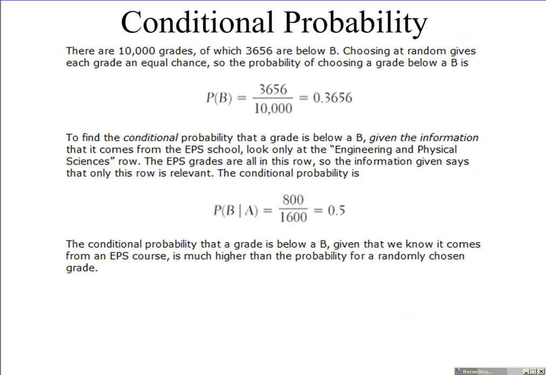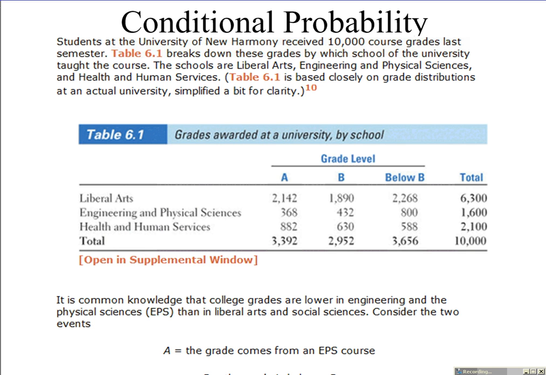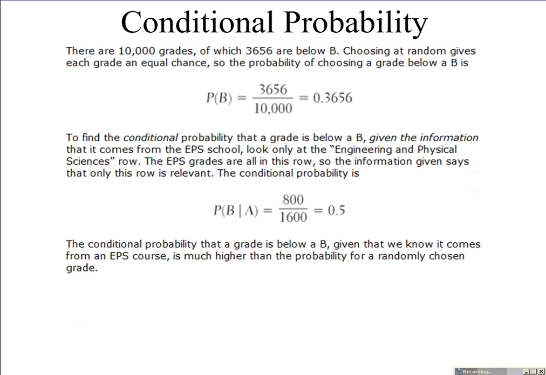So talking about those two things, there are 10,000 grades, of which 3,656 are below a B. Choosing at random gives each grade an equal chance, so the probability of choosing a grade below a B is 3,656 out of the total, which is 10,000. So grade below a B was right here, out of the total of 10,000 right here, and that is how we get that probability.